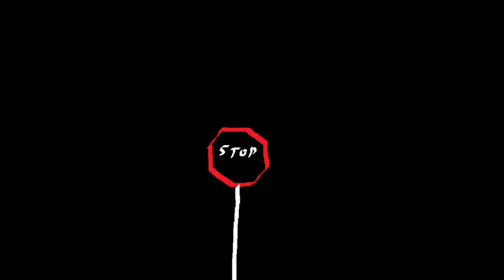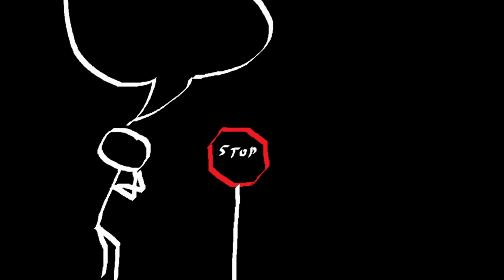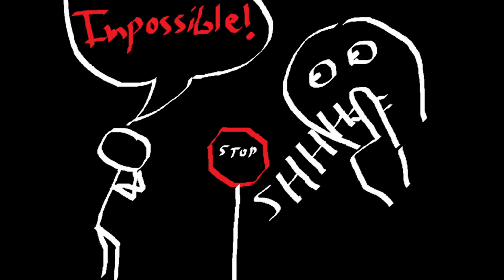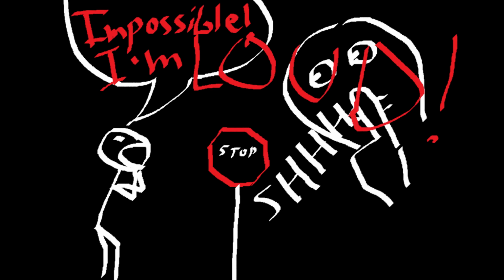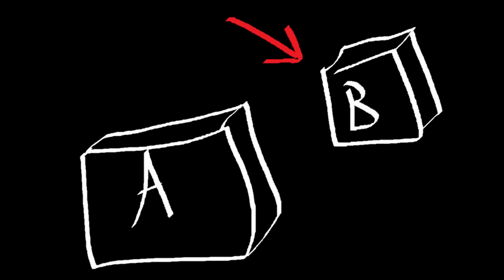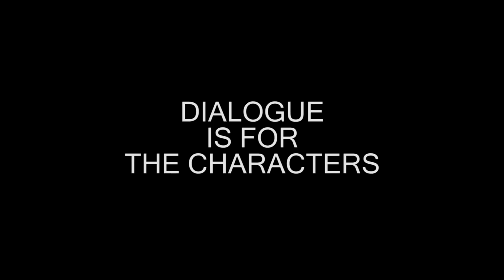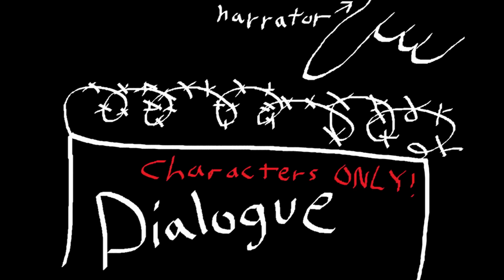Now, if stopping your character from talking based on the scene seems impossible and ruins the plot, then you might have a different problem. Which leads me into lesson 2. Dialogue is for the characters. The narrator should not touch it.